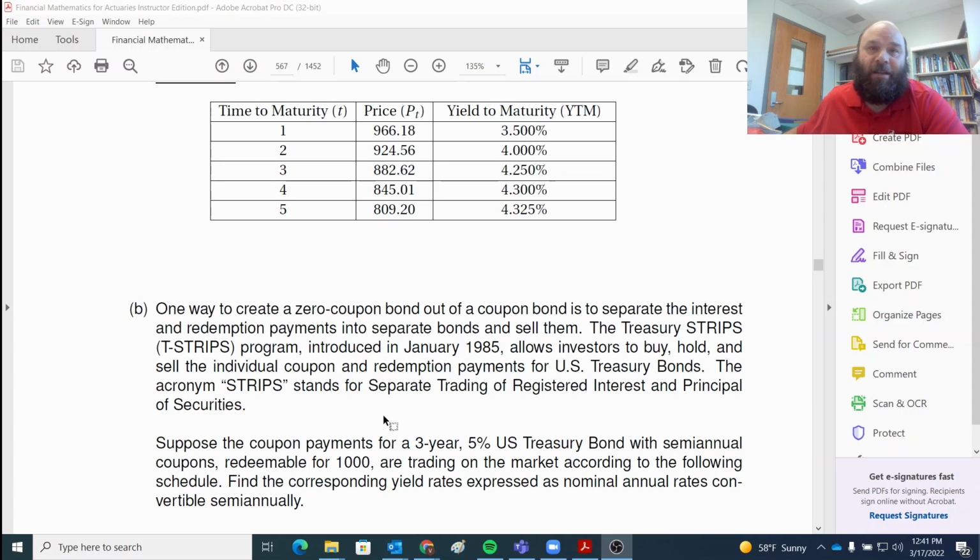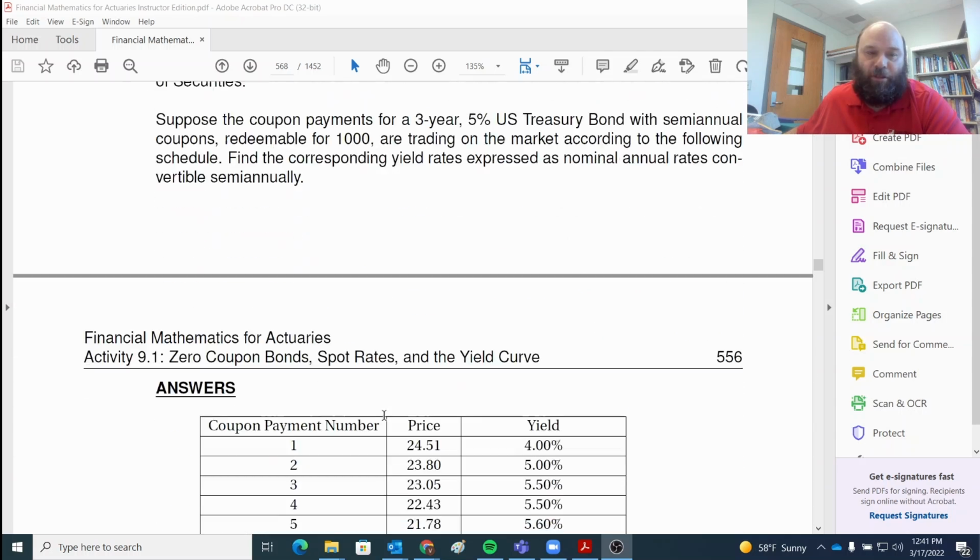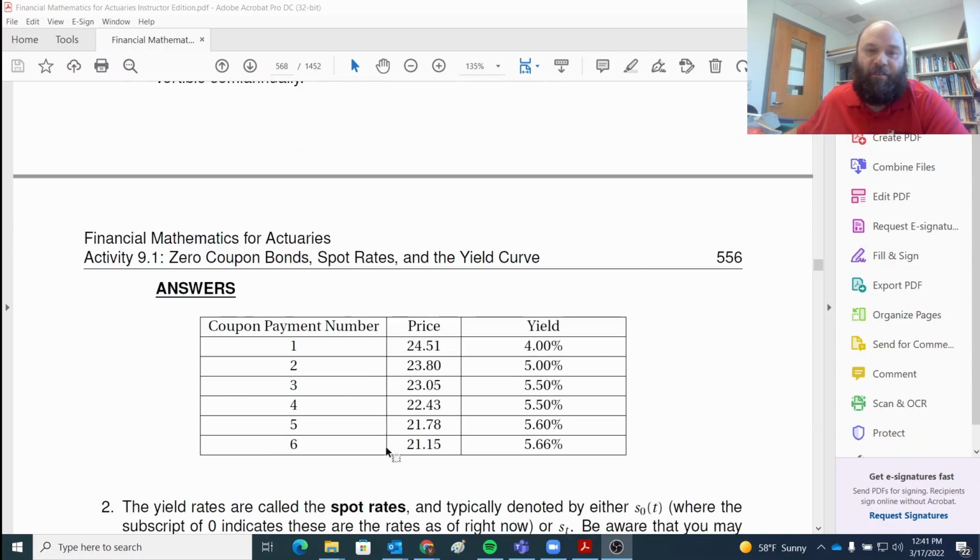This is a typical bond, but we've stripped the coupons and we've stripped the redemption payment, and they're selling on the market, and we're looking at their prices to infer yield rates. So as with the previous example, you have the first two columns, and the last column is blank. But here's what we've got.